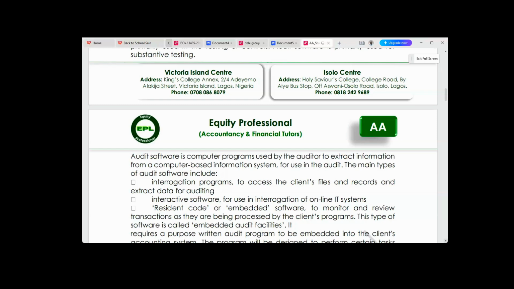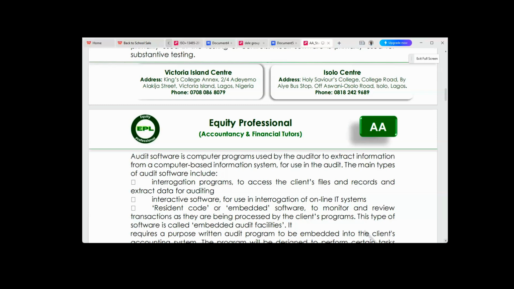Then you have interactive software. These ones are basically used in online IT system. For instance, if you go to Amazon now, or you go to Slot where they sell foods in Nigeria. By the time you type in the URL, www.slotng.com, whatever the web address is, it comes up. When it comes up, there's a small chat box that pops up. The person will start asking you, how may I be of assistance to you? So when that comes up, it's a form of trying to interact with you. Okay, that's what we mean by interactive software.